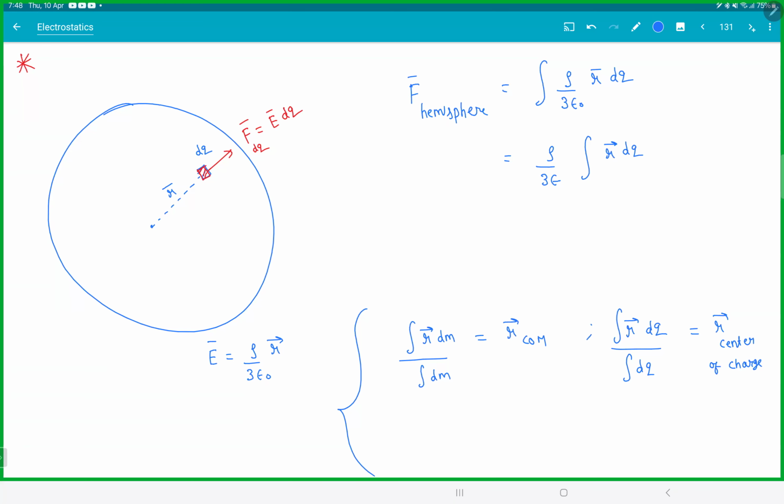And the other reason, right? You can do this only inside the solid sphere. Why? The field is a linear function, isn't it? Outside you can't do it, it is 1 by r square.